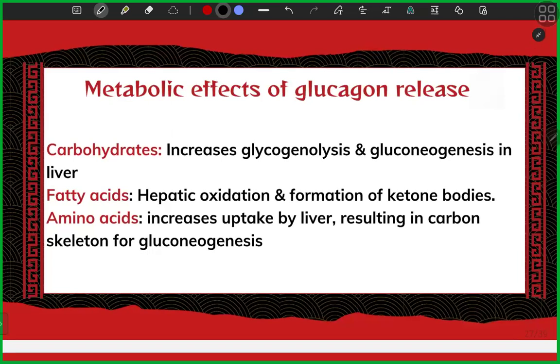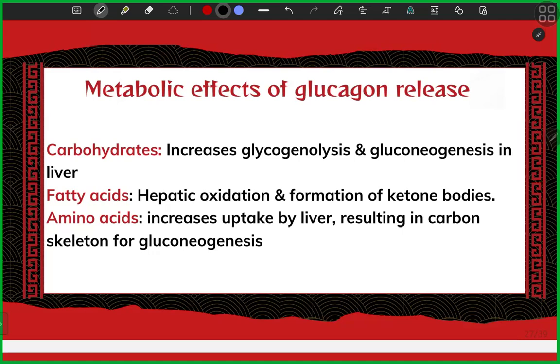So when you have carbohydrates, you increase glycogenolysis and gluconeogenesis in the liver. For fatty acids, you increase hepatic oxidation and formation of ketone bodies. And for amino acids, you increase uptake by the liver, resulting in carbon skeletons for gluconeogenesis. So amino acids, you basically take them.